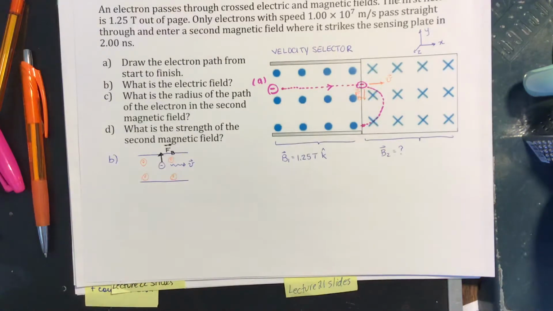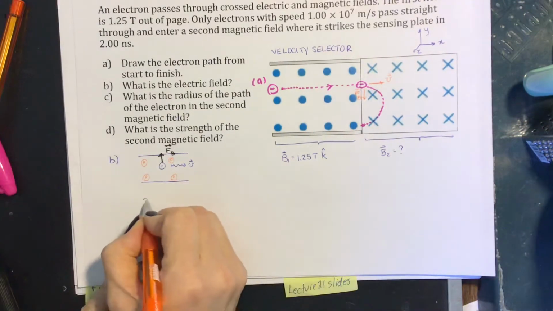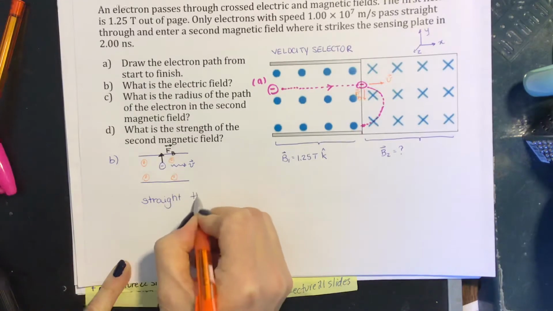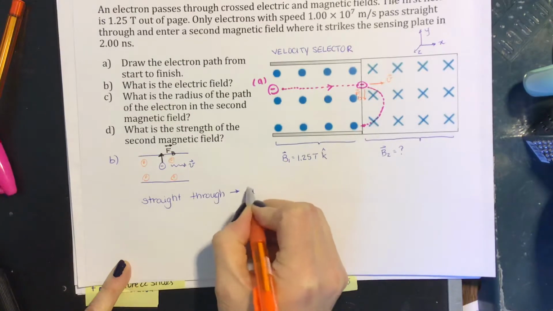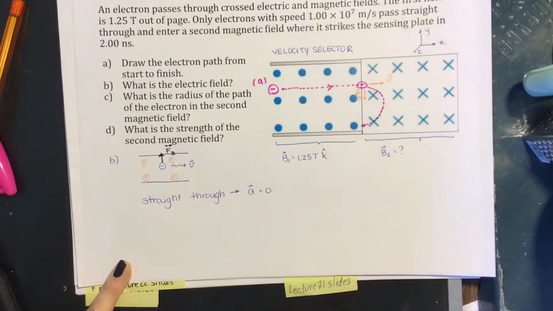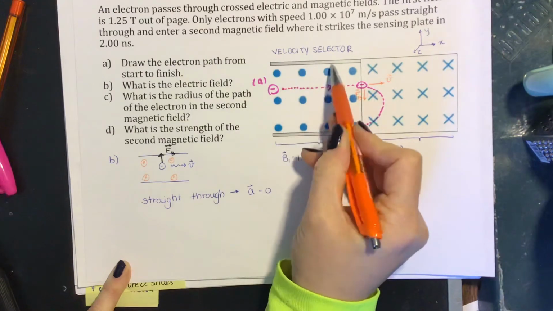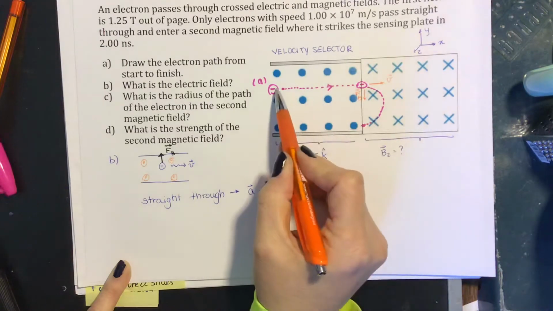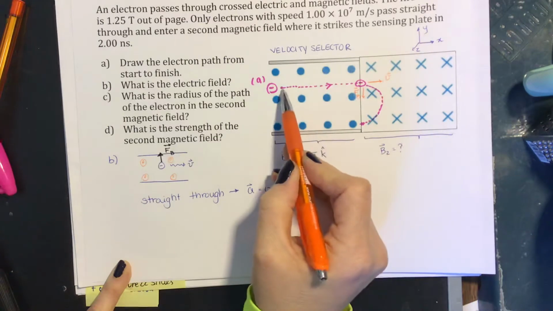The second thing we know is that it goes straight through. If it goes straight through, that tells you that the acceleration has to be 0. Because if the acceleration wasn't 0, if it pointed up or down, if the acceleration pointed up, it would veer up this way. If it pointed down, it would veer down this way. If it's 0, it goes straight through. So in the y direction, it has to be 0. And in the x direction, it also has to be 0 because the speed is constant. So our acceleration is 0.